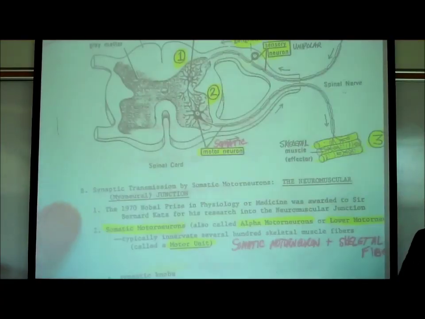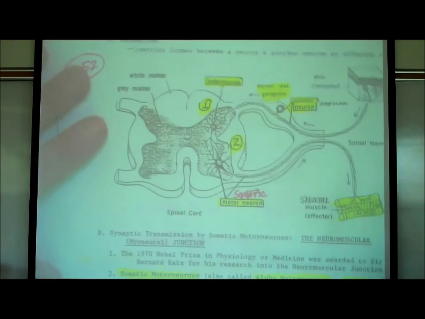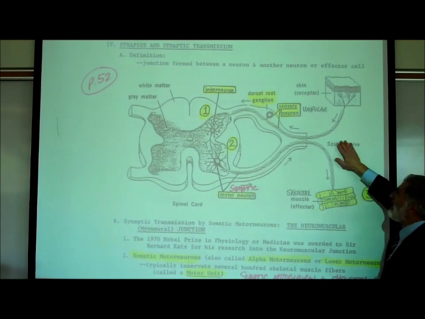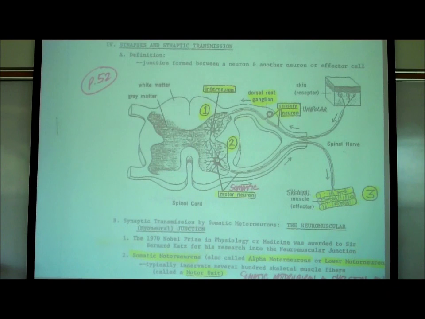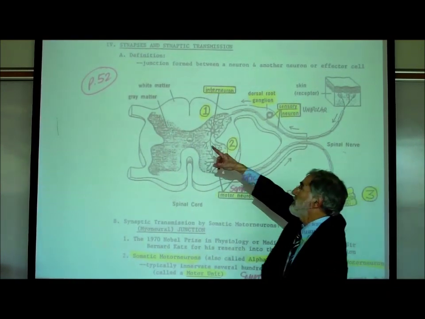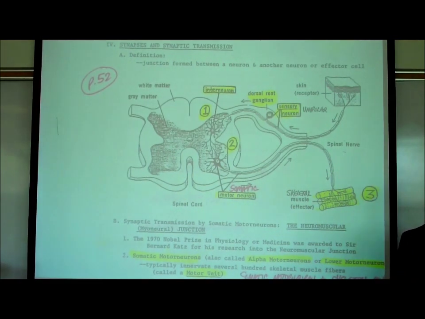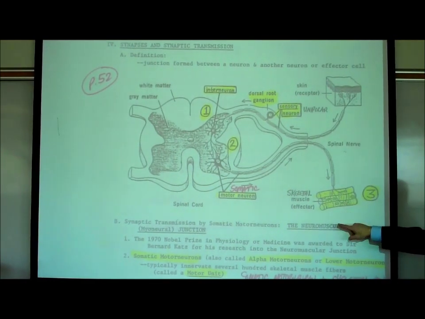On page 52, which we covered already, we talked about how sensory neurons may synapse on the inner neurons. So what page are we? Page 52. Inner neurons may synapse onto motor neurons. Motor neurons can synapse onto effectors.